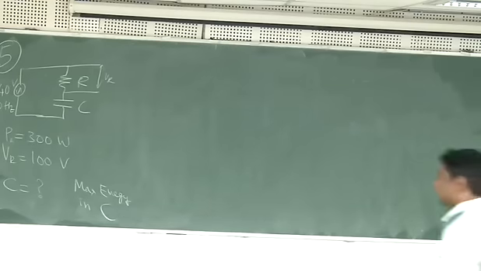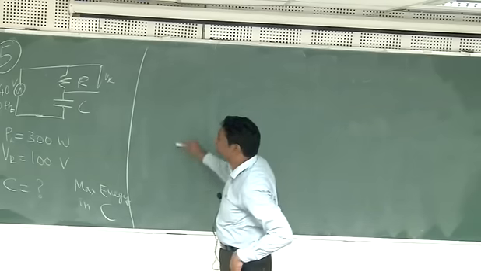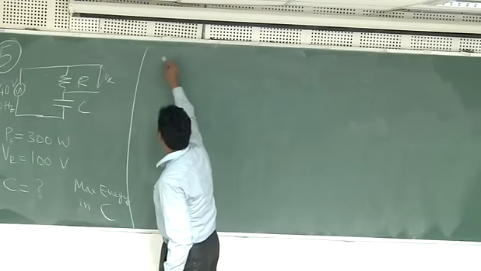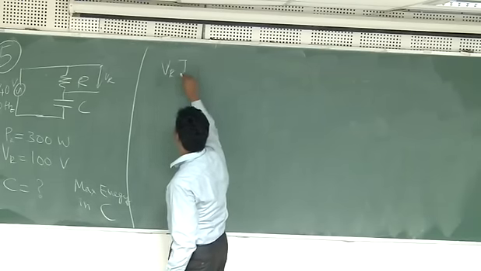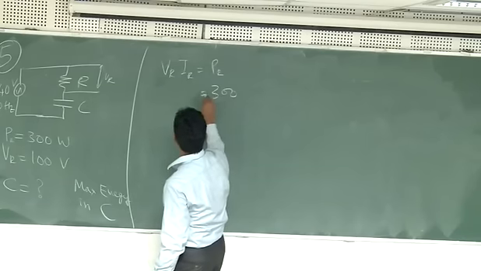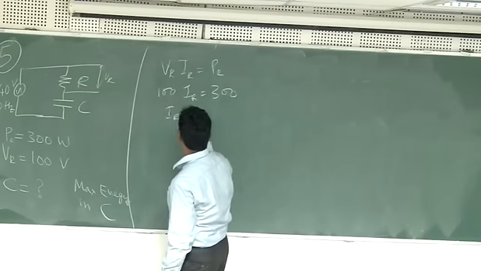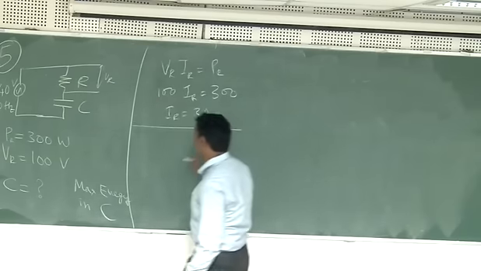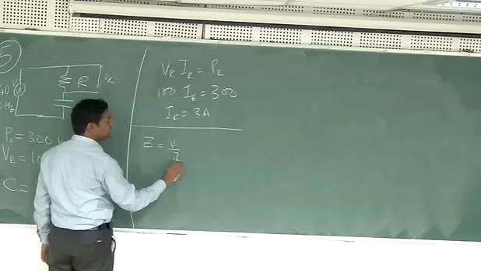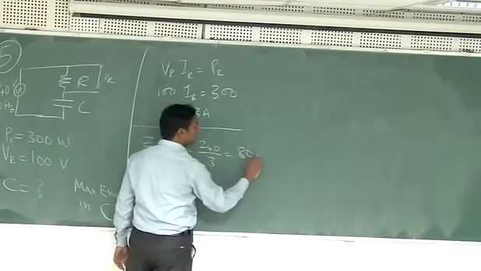Now I can speak. So it's not that difficult. Simply see. So V of resistance into current is nothing but P of resistance. So IR is 3 amperes, and then Z is V by I. So 240 by 3, 80 ohms.